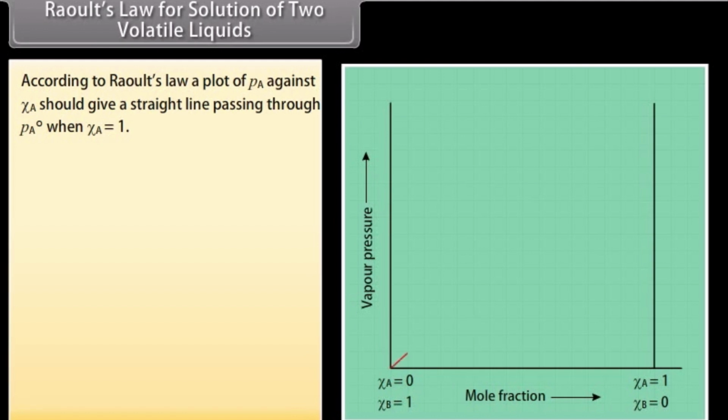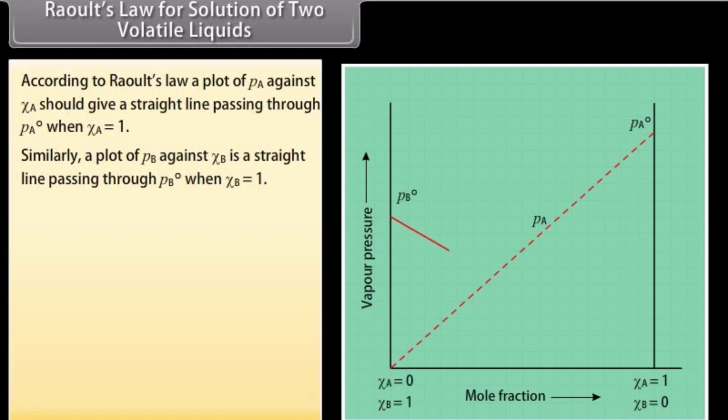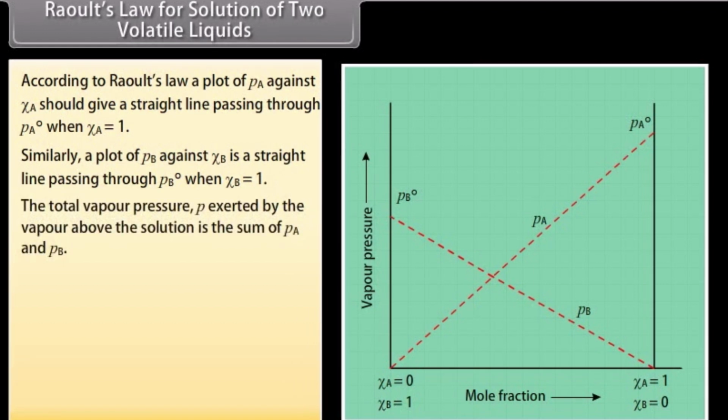According to Raoult's law, a plot of P_A against X_A should give a straight line passing through P_A° when X_A is equal to 1. Similarly, a plot of P_B against X_B is a straight line passing through P_B° when X_B is equal to 1. The total vapor pressure P exerted by the vapor above the solution is the sum of P_A and P_B. P = P_A + P_B.